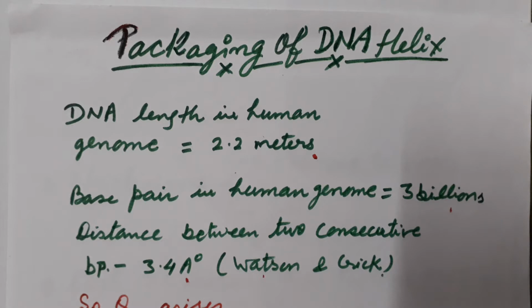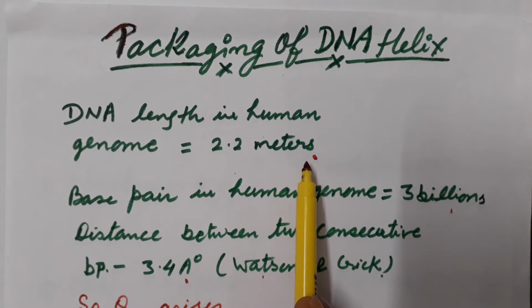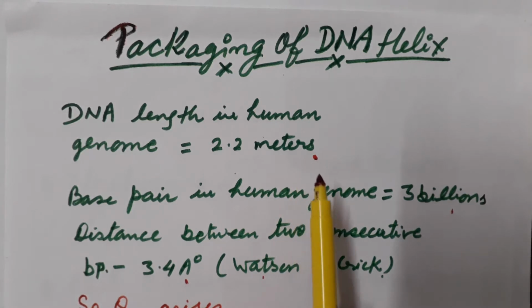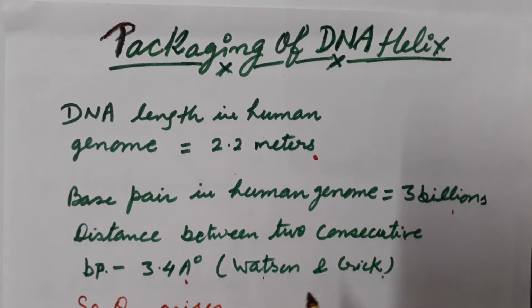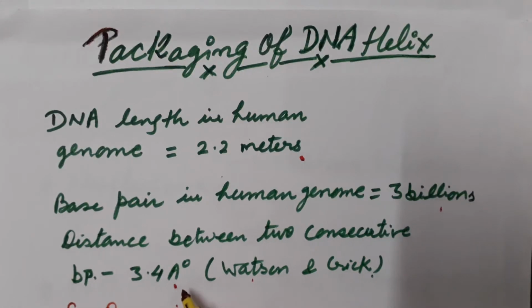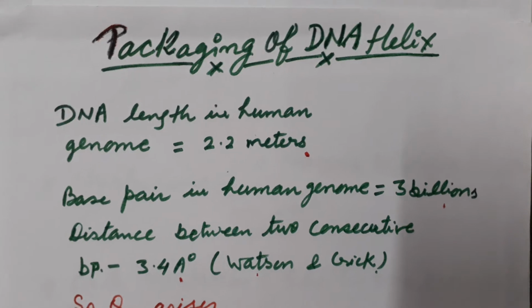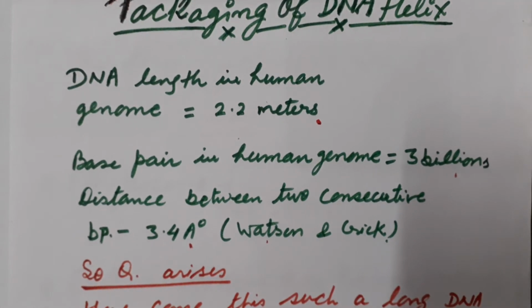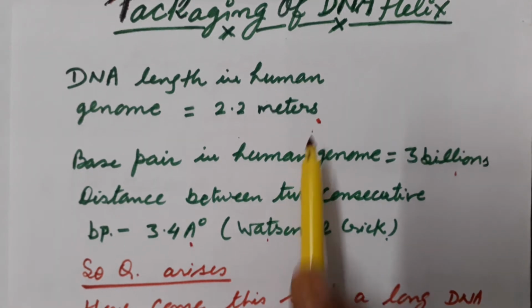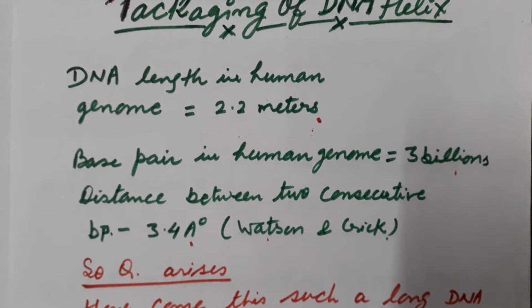Students, today we talk about the packaging of DNA. We have already seen that DNA length in the human genome is about 2.2 meters. We know the base pairs in the human genome number 3 billion, and the distance between two consecutive base pairs is 3.4 angstrom, which was given by Watson and Crick. If we do the calculation, it comes to 2.2 meters length of DNA in one genome, and one genome is a haploid set of chromosomes.